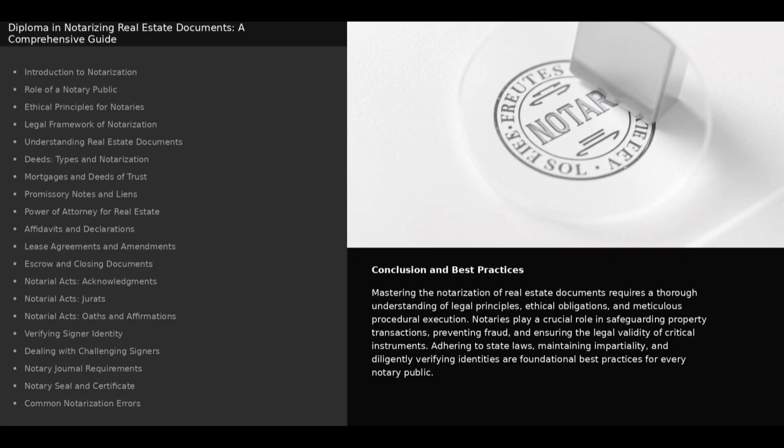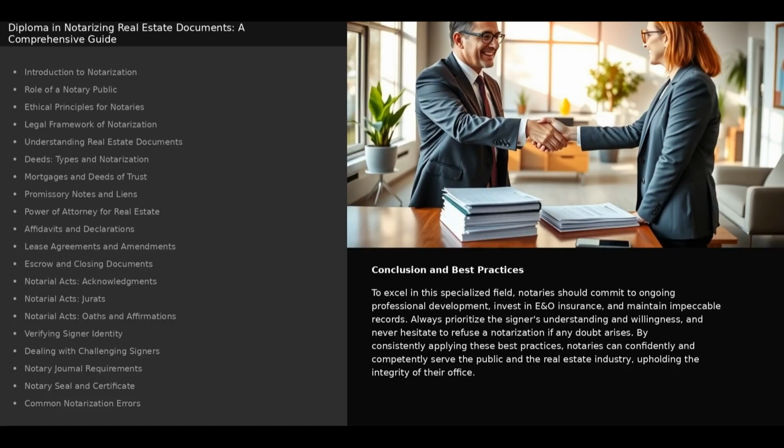public. To excel in this specialized field, notaries should commit to ongoing professional development, invest in E&O insurance, and maintain impeccable records. Always prioritize the signer's understanding and willingness, and never hesitate to refuse a notarization if any doubt arises. By consistently applying these best practices, notaries can confidently and competently serve the public and the real estate industry, upholding the integrity of their office.